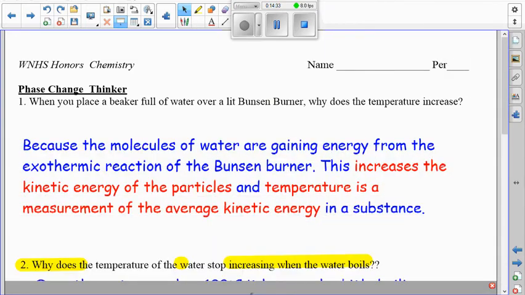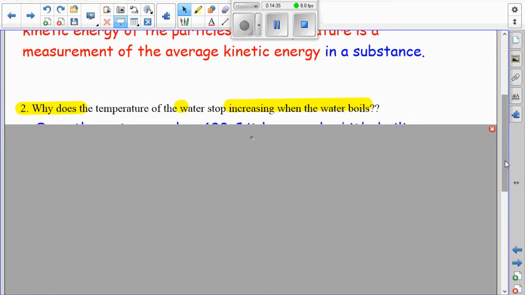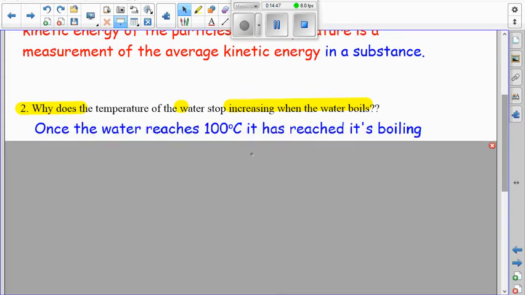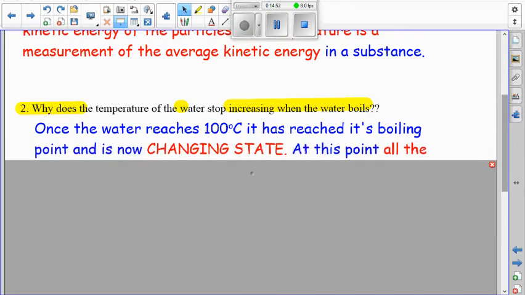So the answer to this original question right here, why does the temperature of water stop increasing when the water boils? You do not have to write all this down. I will highlight some things that might be helpful. Again, this is not your notes. This is just sort of like, you jot down as a little scrap note or whatever. Once the water reaches 100 degrees, it has reached its boiling point. And it's now changing state. So heat's going in, temperature's going up, up, up. The moment it hits 100 exactly, it starts to change state.